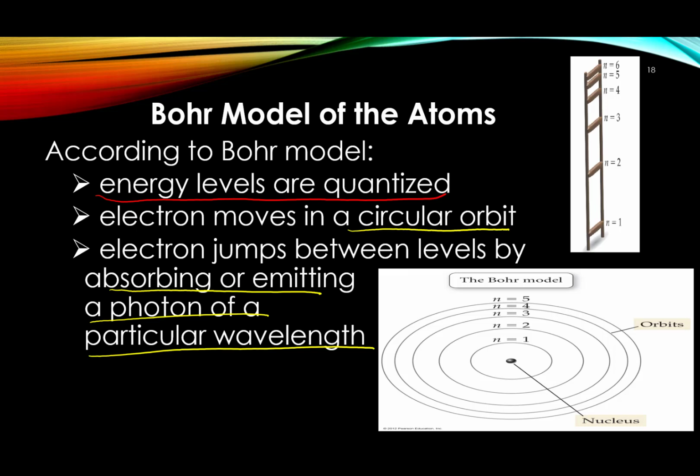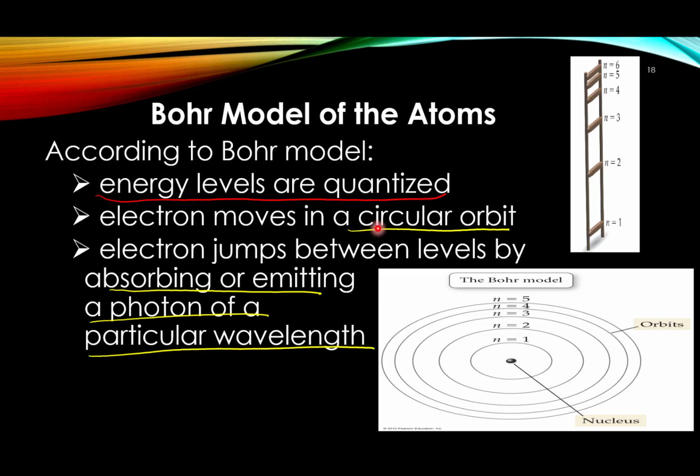Then let's go over the Bohr model one more time. According to the Bohr model of the atom, energy levels are quantized. That means for an electron to go from energy level 1 to energy level 5, it has to go through 1, 2, 3, 4, and 5. It's the same thing when it goes back down. It has to go from 5 to 4 to 3 to 2 to 1. It cannot jump between the levels.